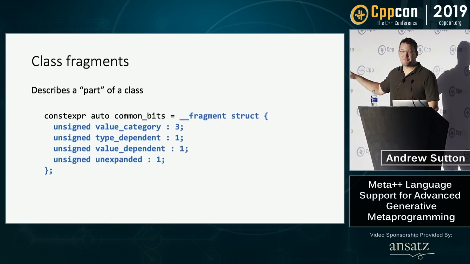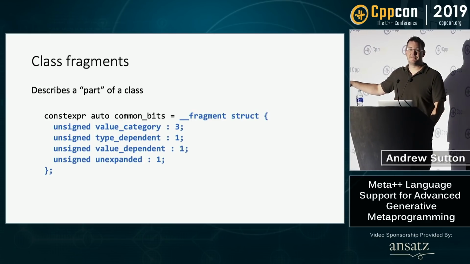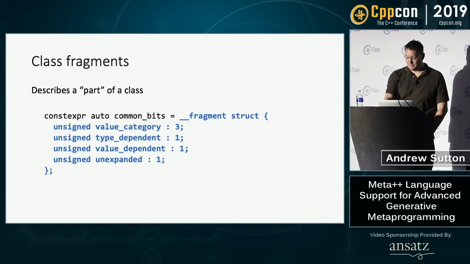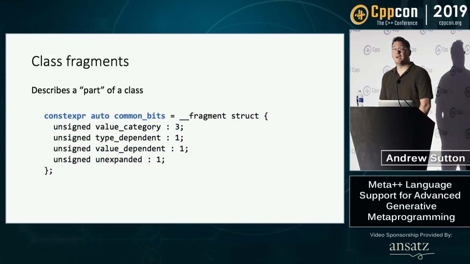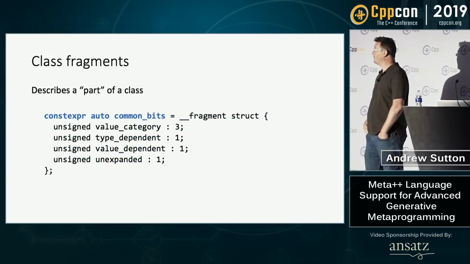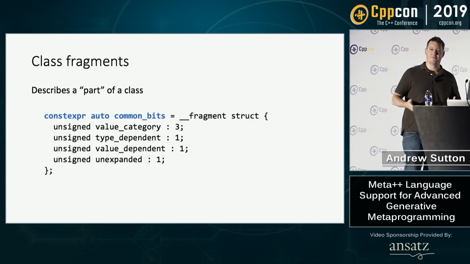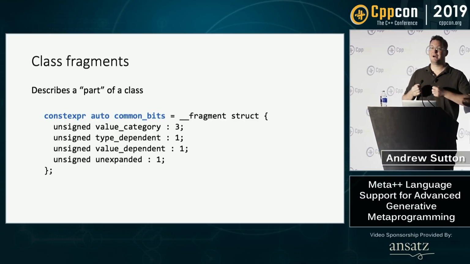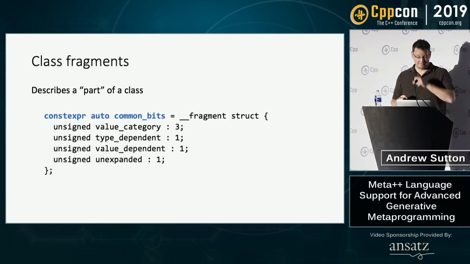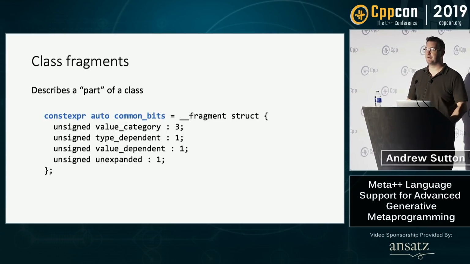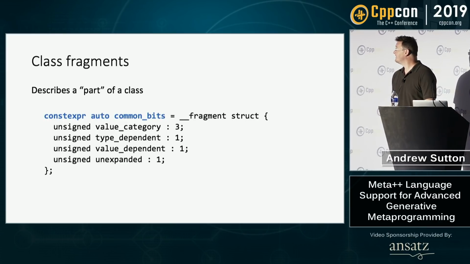A fragment is an expression, which means an expression has a value. So the value of this thing is just its reflection. And all we're doing is we're getting the reflected value of that. This is very similar to the reflexpr operator. It gives you back a compile time value that represents these things. And we declare a context variable that holds on to that. So common bits is the value of that reflection.